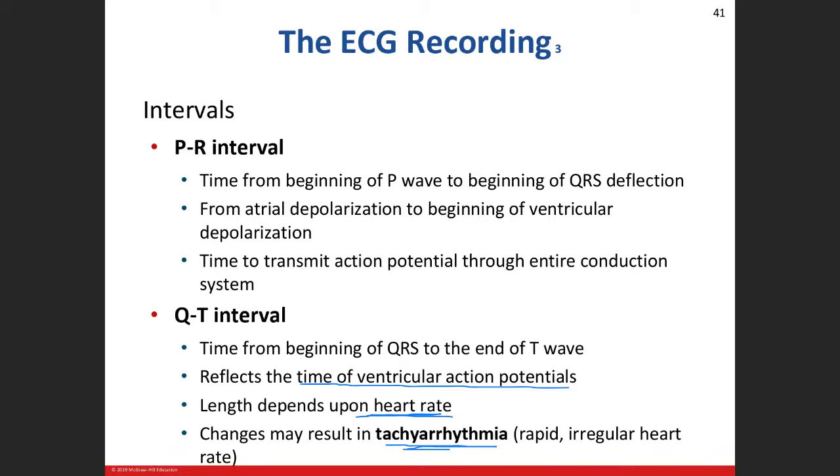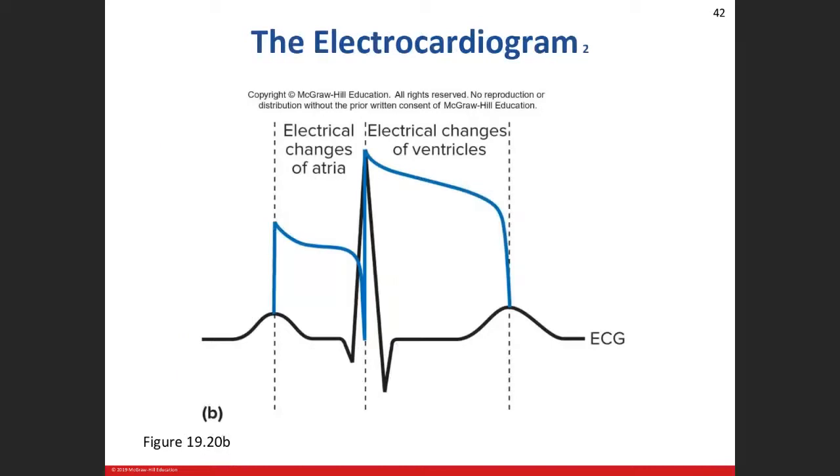Okay, so here's what we're going to see. Now we're going to overlap our cardiac muscle cell onto our ECG. What this is showing us is for the atria: as the atria depolarize, that's where it fits in on our electrocardiogram. And then you can see that same type of configuration for the electrical system of the ventricles.